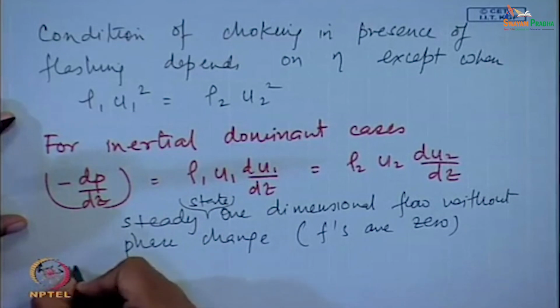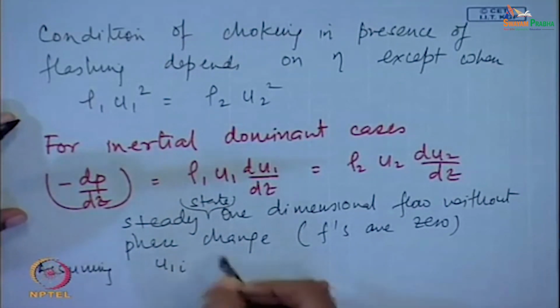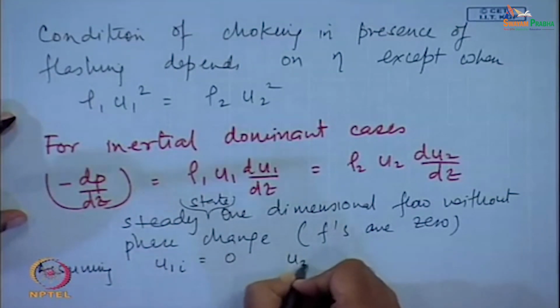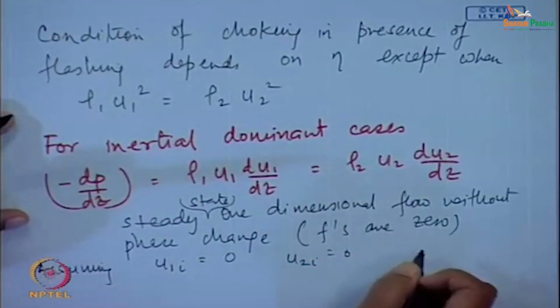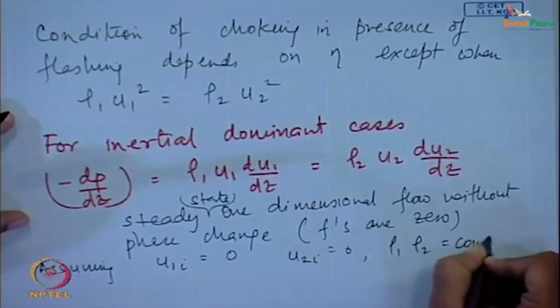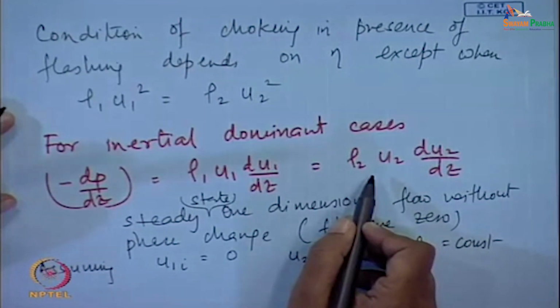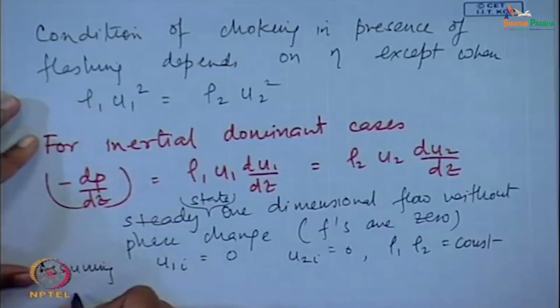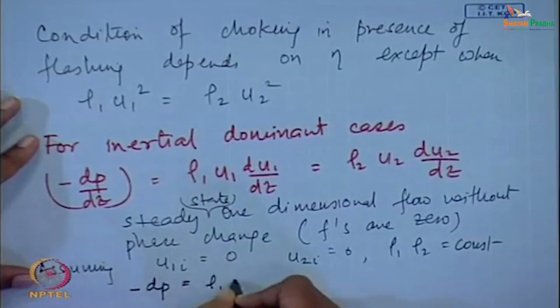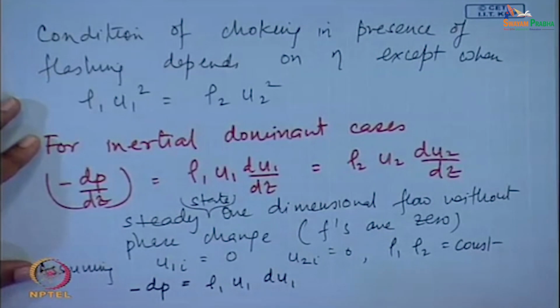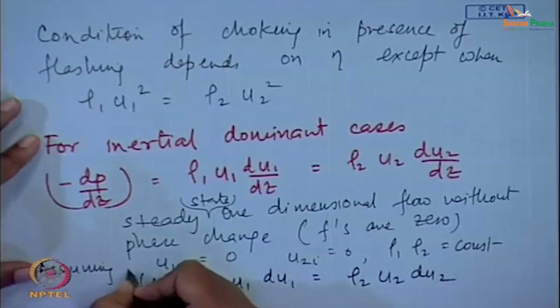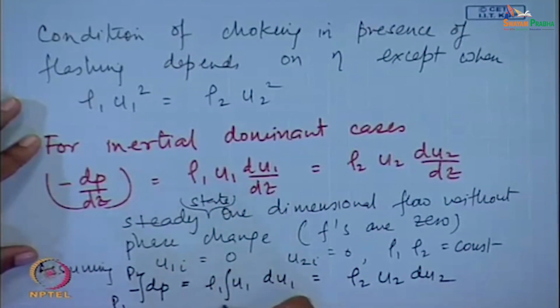Now, assuming u1 initial is equal to a very low velocity, 0, and u2 initial equals 0, and with rho 1 and rho 2 equal to constant, under that circumstance it is very easy to integrate this particular equation, is it not? So, what do we get? We simply get minus dp equals rho 1 u 1 du 1, right. This is equal to rho 2 u 2 du 2, very correct. This is from p 1 to p 2, or delta p, agreed. This will be from 0 to u 1 final, and again 0 to u 2 final, we can write it down.